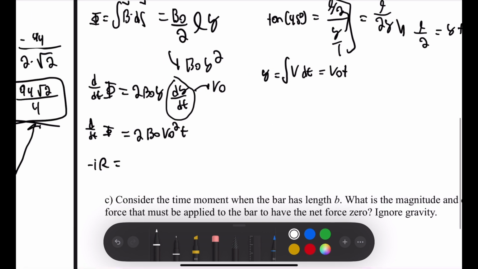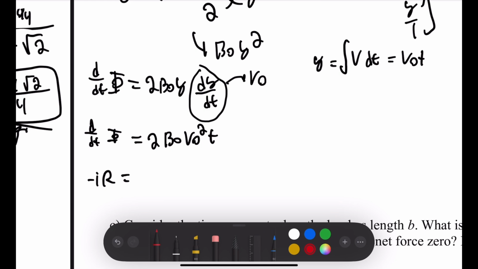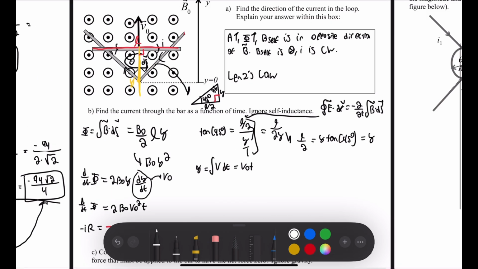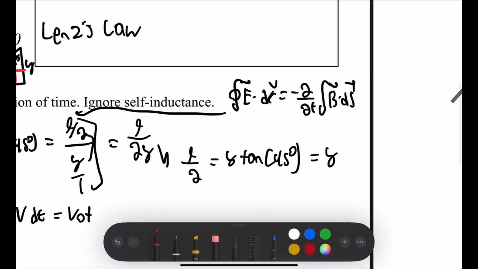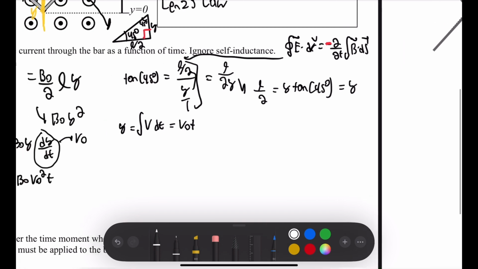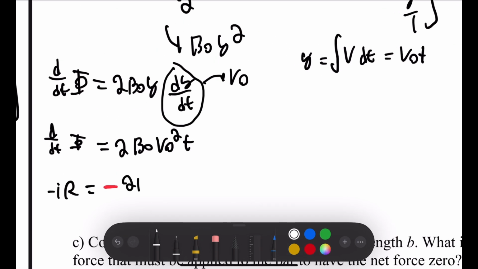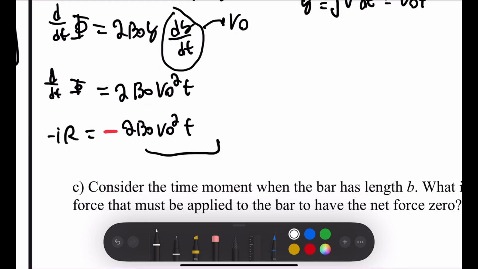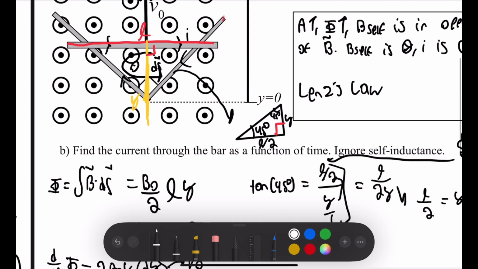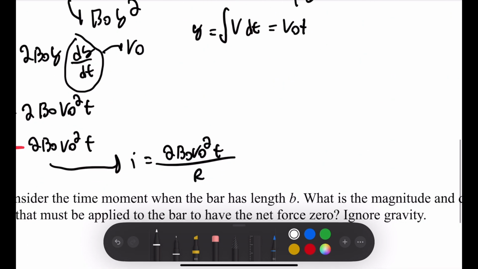And this is going to be equal to negative, from the law, right, right here, the negative of the flux that we found. So it's going to be 2 B naught V naught squared T. And if I solve for current, I get that I is equal to 2 B naught V naught squared T over R. And like we said in the beginning, in the clockwise direction.